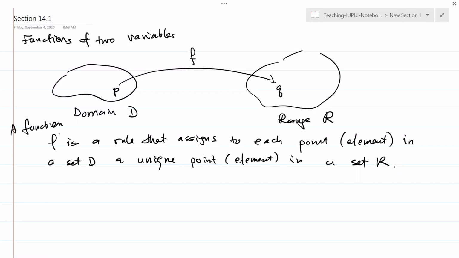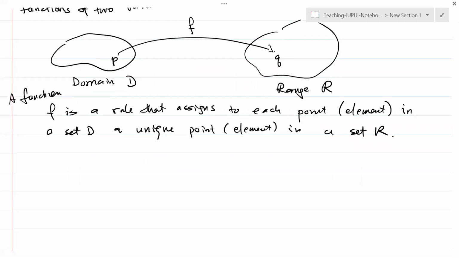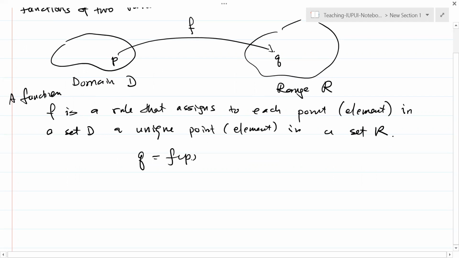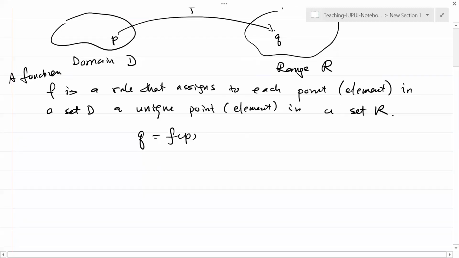You can use any letters. You can use a combination of three letters. If you already know programming, you know that you can use five letters or one letter, F. A combination, just like a password. You can have one letter, three letters with numbers. It doesn't matter, it's just a name. And so you can also write Q equals F of P. Given a point P, you get another point Q in the set R. This is called a function.